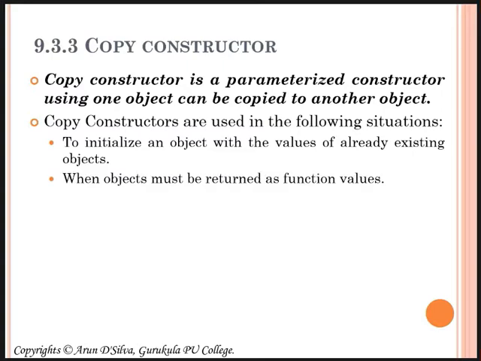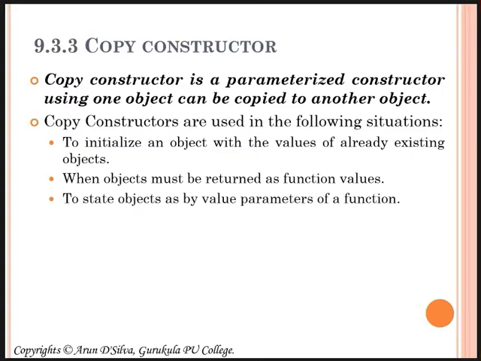The second point says when objects must be returned as function values. If an object has to be returned, when the function is called, at that time we can make use of a copy constructor to initialize that object by the existing object.